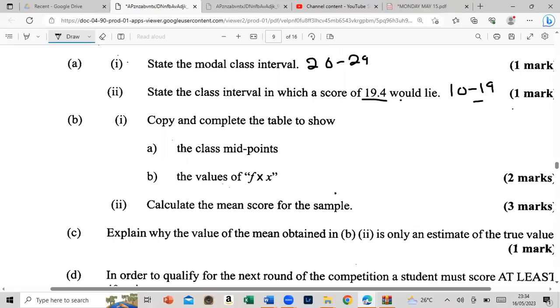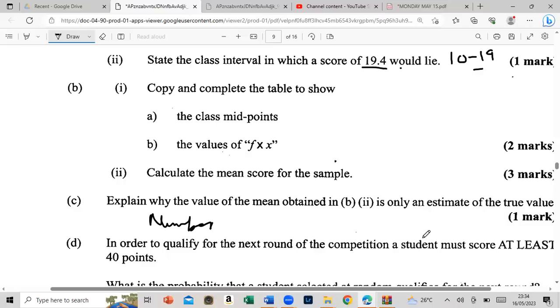We say explain why the value of the mean obtained in 2 is only an estimate. They didn't say how to find the mean, did they? Well, the mean is an estimate because the numbers are not 100% accurate. I think I know what happened. I did it on one video, but I didn't do it on the next.